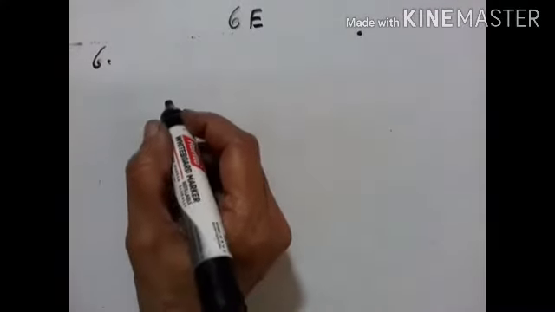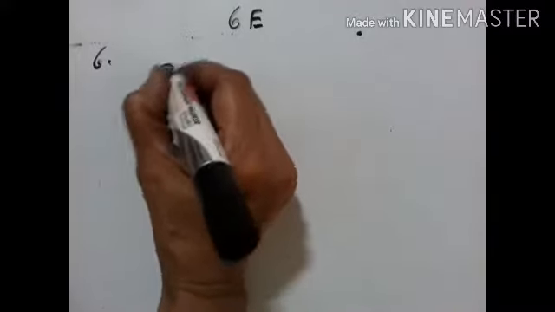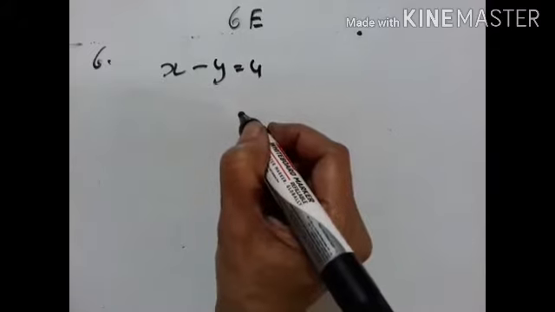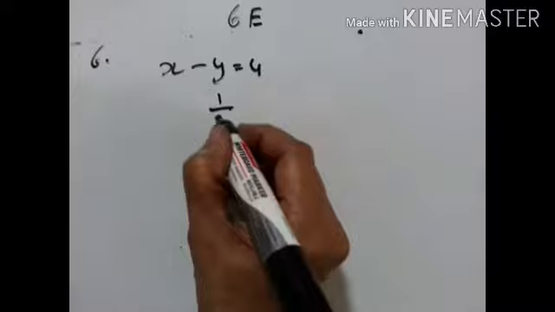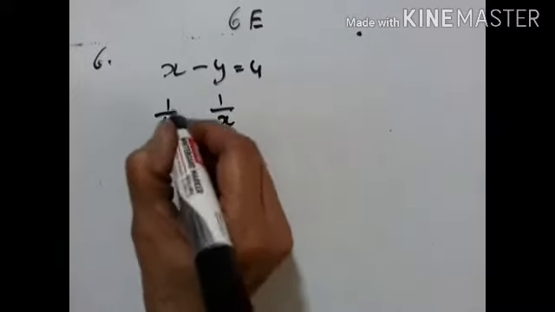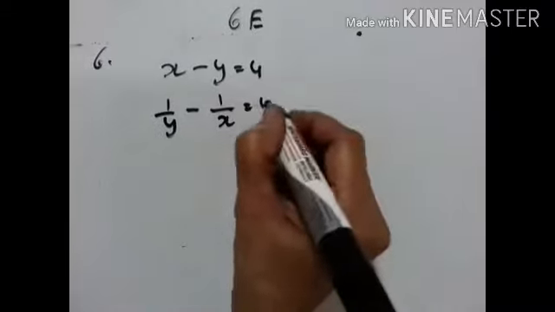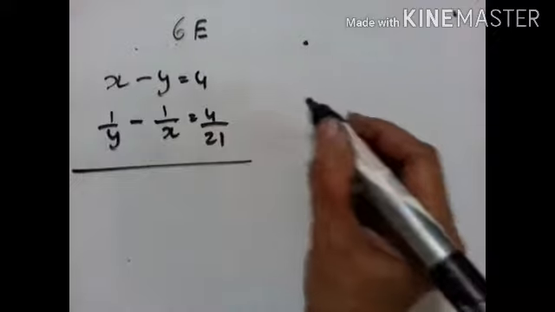Sixth problem. The difference between two positive numbers x and y. Here x is greater than y, so let us write x minus y is 4. And the difference between the reciprocals is 4 upon 21. If this is greater, then the reciprocal will be smaller. So this reciprocal will be bigger. So the difference between the reciprocals is 4 upon 21. This is similar to the fifth problem.